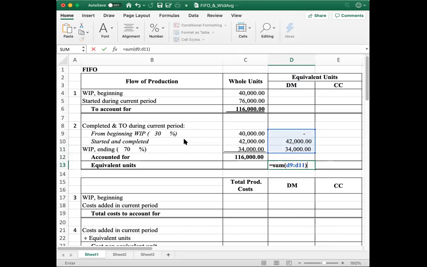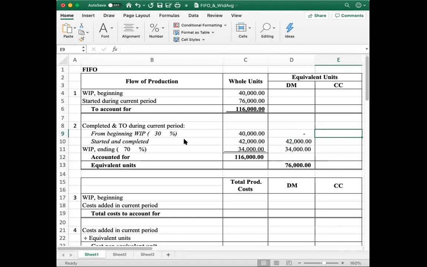D9 through D11, we're going to add that. So we have 76,000 equivalent units. Now we move on to the conversion cost units. In the conversion cost, it says the beginning work in process is 30% completed. If the beginning work in process is 30% completed, that means you have to work on the remaining 70%, because you haven't worked on the 70% yet.